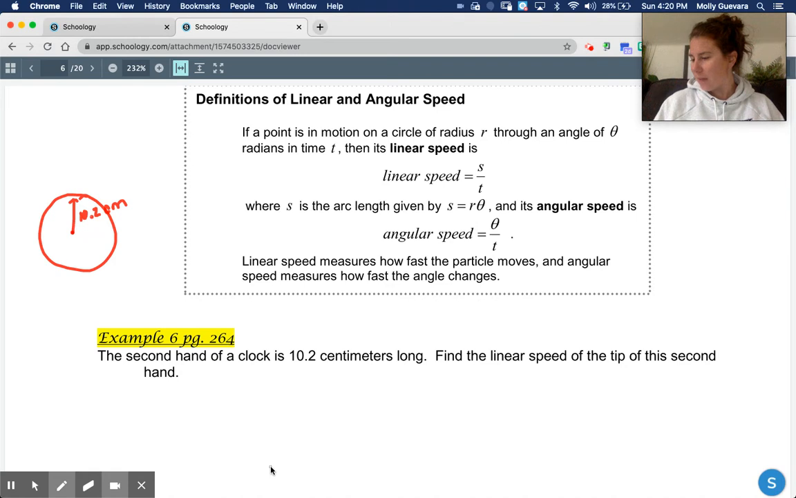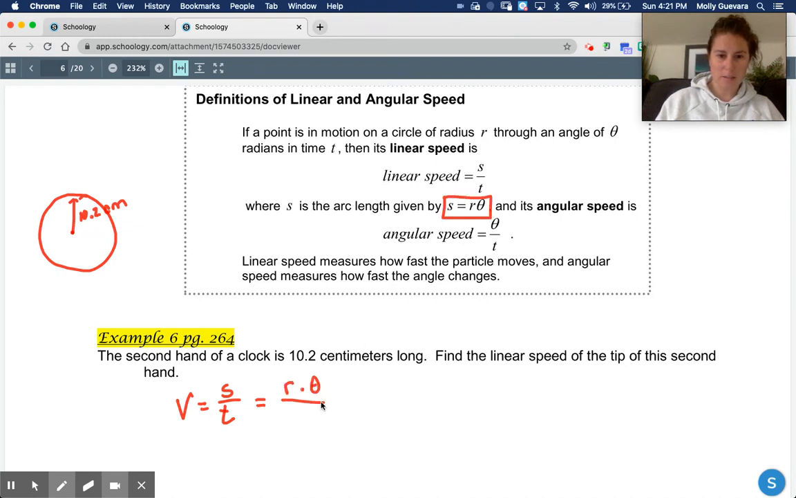It says find the linear speed of the tip of the second hand. So how long is it taking to go 1 second? What's the speed that it goes from 1 second to the next second? Since we want linear speed, we're going to use s over t, where s is really r times theta, which we just did on the previous problems, okay?